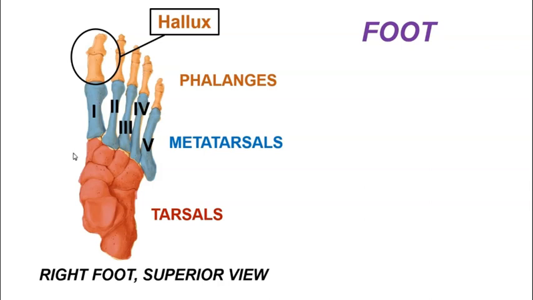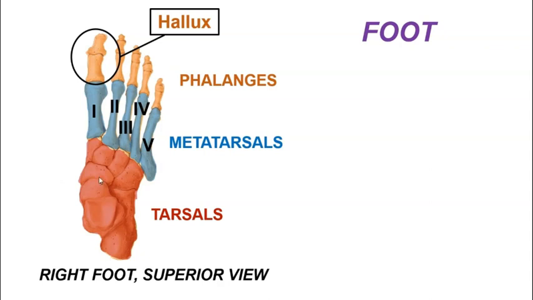So we see that the foot has really the same basic arrangement as the hand does, and in place of the thumb we have the hallux, which is the term that we're going to use for the big toe. And the hallux is the first digit of the foot. So in counting the digits of the feet, we will begin with the hallux, which is number 1.